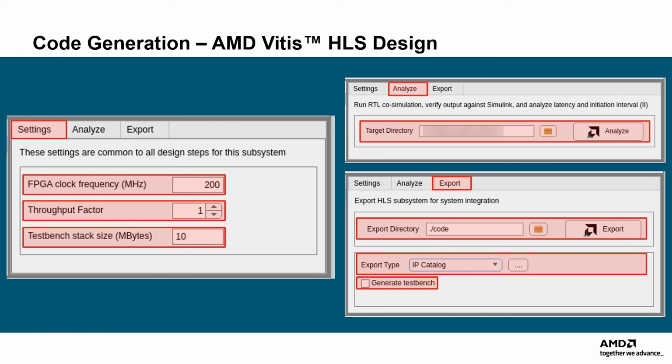The Analyze tab includes the following option. Target directory. This specifies the work directory for performing the actions on this tab. The Export tab includes the following options. Export directory. This specifies the directory where the export products will be created. Export type specifies the types of export products. Generate test bench. When enabled, Vitis Model Composer generates the test vectors while generating the code.